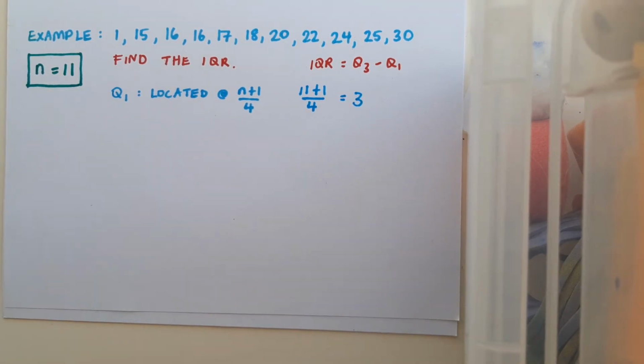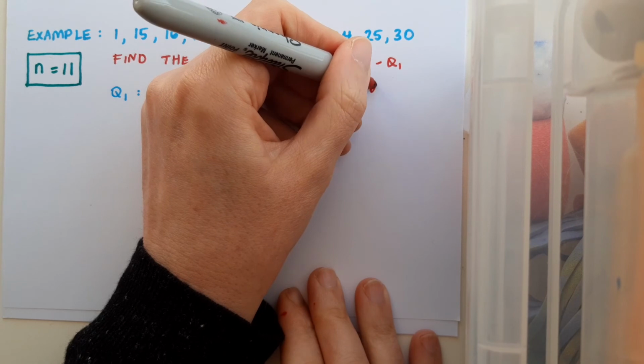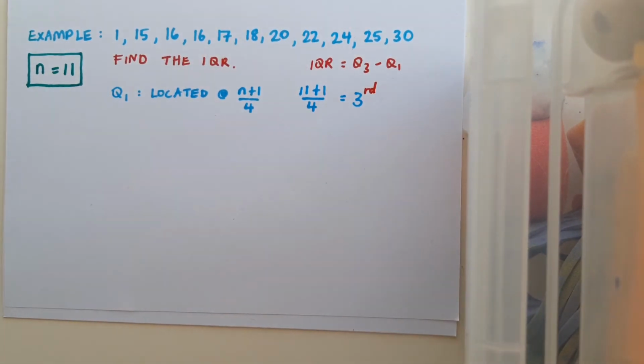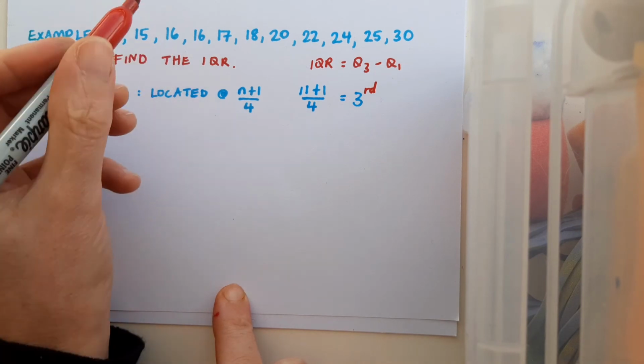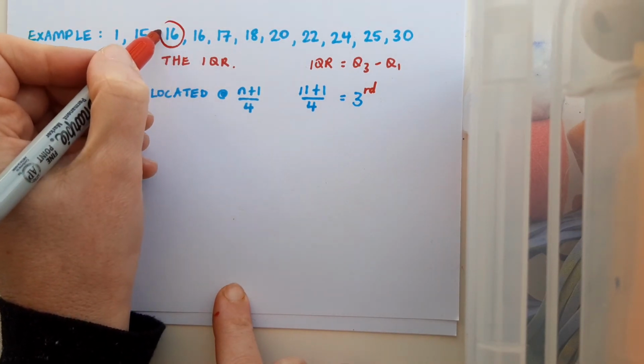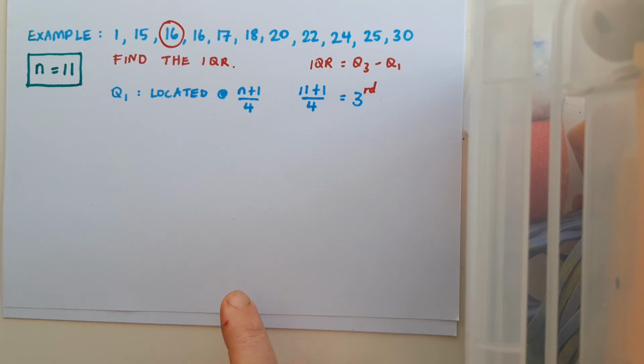and I'll work that out, and my answer comes out as 3. Now, it's really important here. This is not the value of Q1. This is the position of Q1 on the list. So in this case, what that 3 really means is that I'm looking at the third piece of data. So I go to my list and I count 3 spaces up, and I see that my third piece of data is 16.